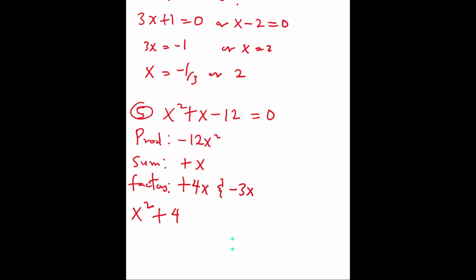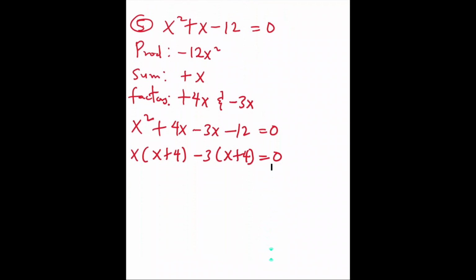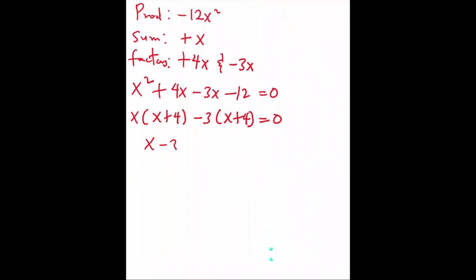So let's put it in the middle term. So we have x squared plus 4x minus 3x minus 12 is equal to 0. Okay, so we have x times x plus 4 minus 3 times x plus 4 is equal to 0. Okay, so we have x minus 3 equals 0, or x plus 4 equals 0. So the answer is x is equal to 3 or minus 4. So that's the answer. And so that's it for this video.